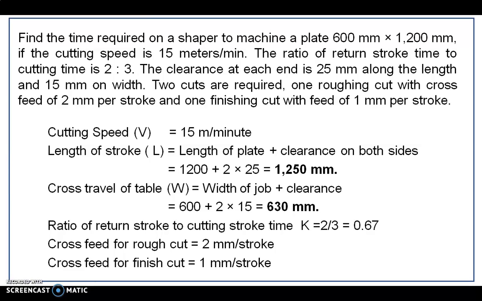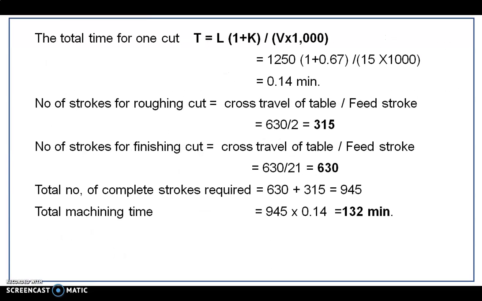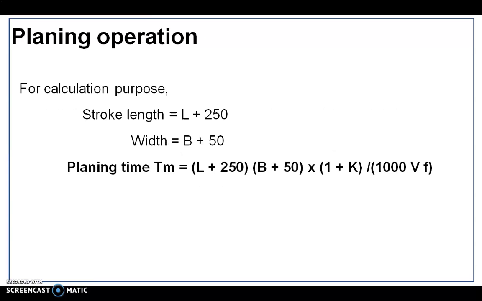So we'll refresh once again. Here we found the length of stroke lengthwise and the cross travel of table crosswise. K is already given in the problem. Cross feed is given as 2 mm per stroke, and cross feed for finish cut is given as 1 mm per stroke. We need to find how much time is required to cut one stroke, which is 0.14. We need to find the number of strokes required. For roughing it is 315, for finishing it is 630. Therefore 945 strokes are required to complete the machining. So it's totally 132 minutes.